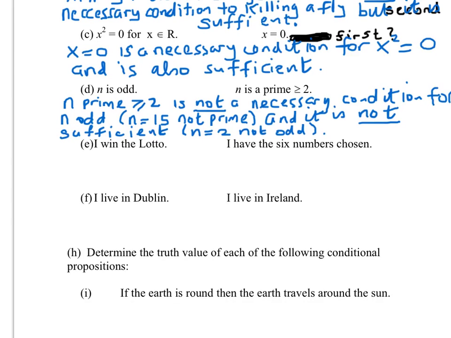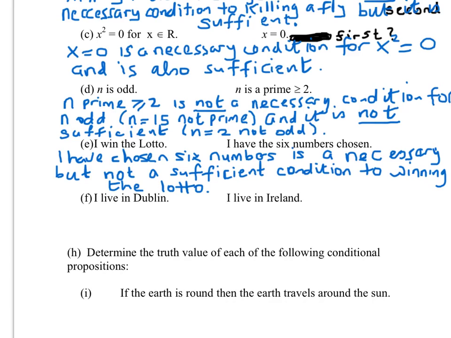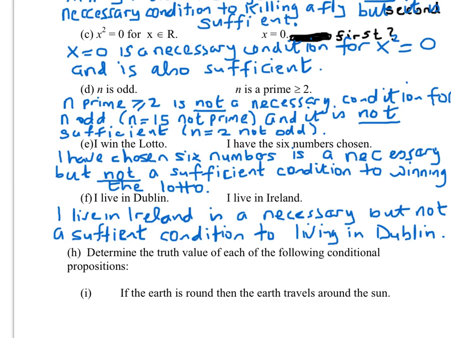If I move now down to the last two parts of this question. So for part E, I ask myself again two questions. Is it necessary to have 6 numbers chosen to win the lotto? And secondly, is it sufficient that I have 6 numbers chosen that I win the lotto? This is like part A, so the answer would read, I have chosen 6 numbers is a necessary but not a sufficient condition to winning the lottery. And the last part, F, the answer would read, I live in Ireland is a necessary but not a sufficient condition to living in Dublin.